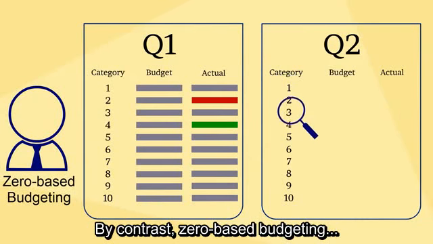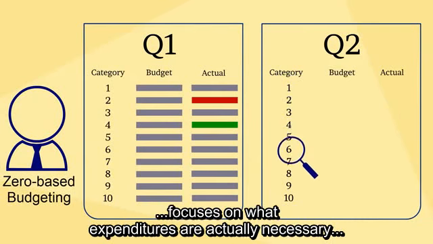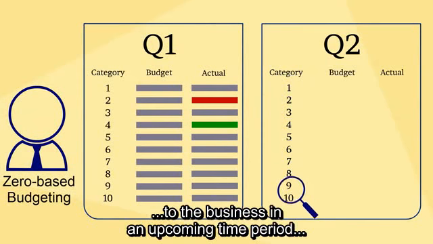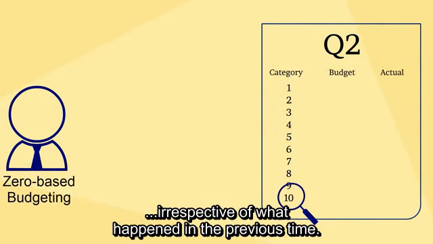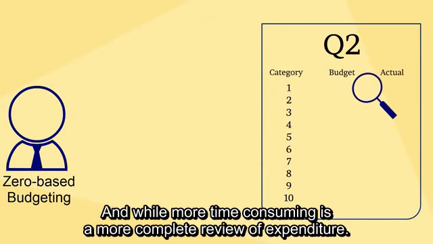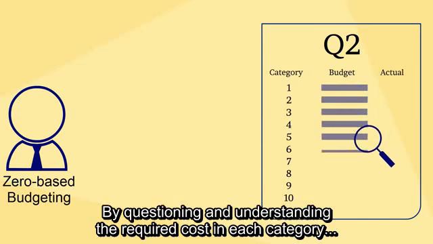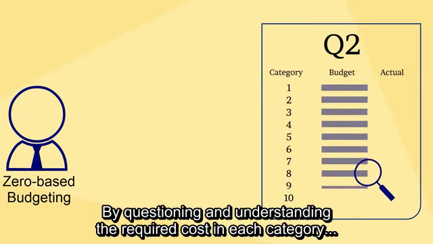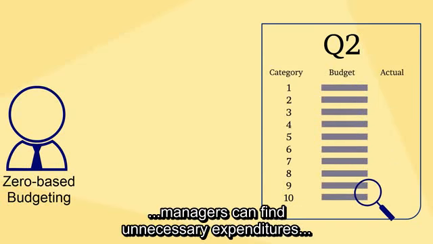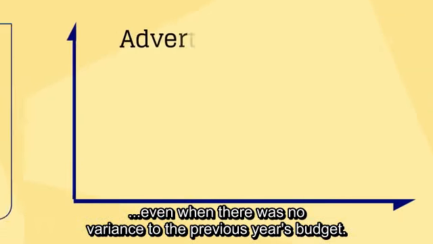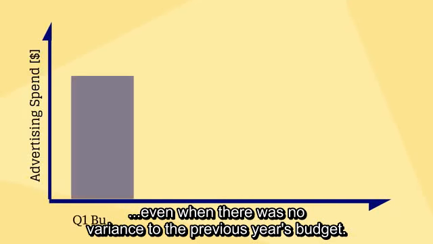By contrast, zero-based budgeting focuses on what expenditures are actually necessary to the business in an upcoming time period, irrespective of what happened in the previous time period. And while more time-consuming, it is a more complete review of expenditure. By questioning and understanding the required cost in each category, managers can find unnecessary expenditures, even when there was no variance to the previous year's budget.